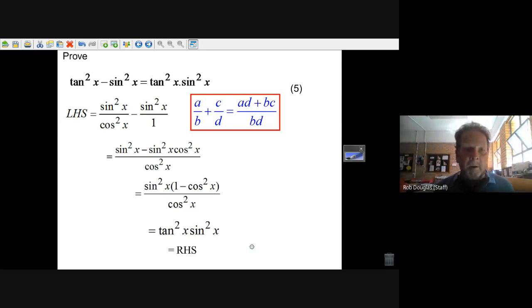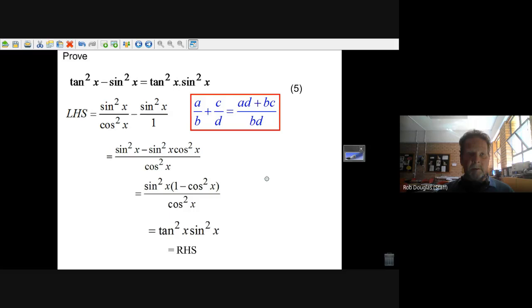Okay, we're going to look at another trig identity. This time it's a trig identity from an exam. And let's look at the question. Here we go. We're going to prove that tan squared minus sine squared equals tan squared times sine squared.